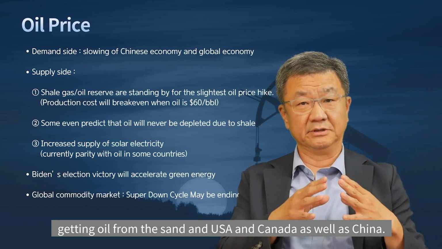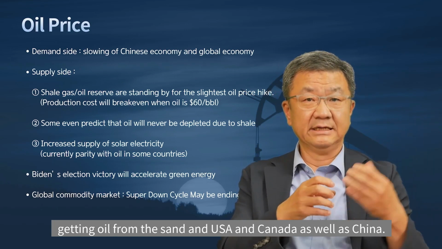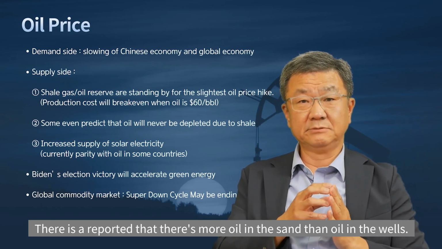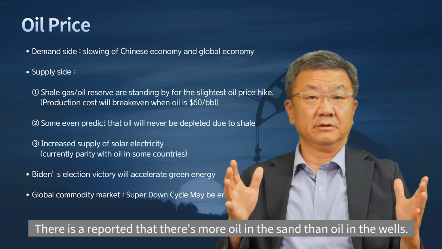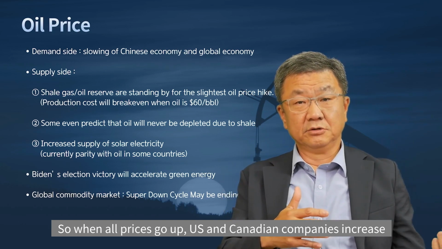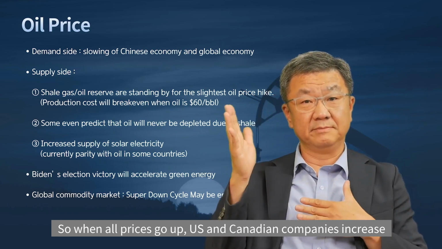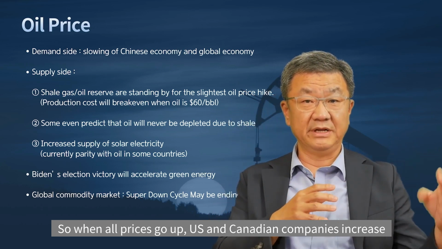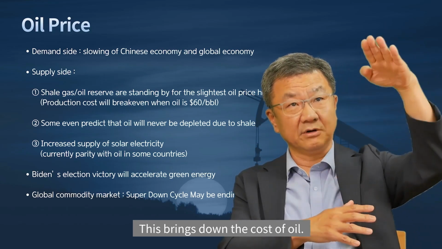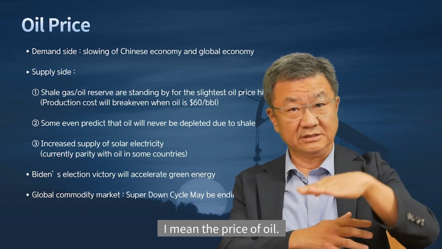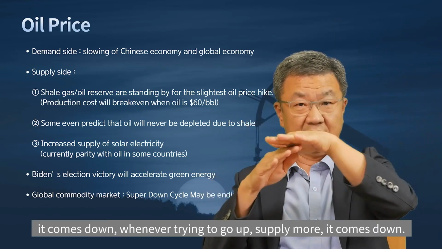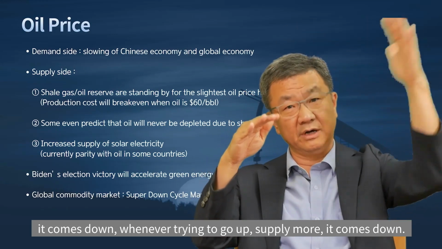It's called the sand oil, getting oil from the sand in the USA and Canada, as well as China. It is reported that there is more oil in the sand than oil in the wells. So when oil prices go up, US and Canadian companies increase production of shale oil. This brings down the price of oil. So whenever it tries to go up, they supply more, so it comes down.